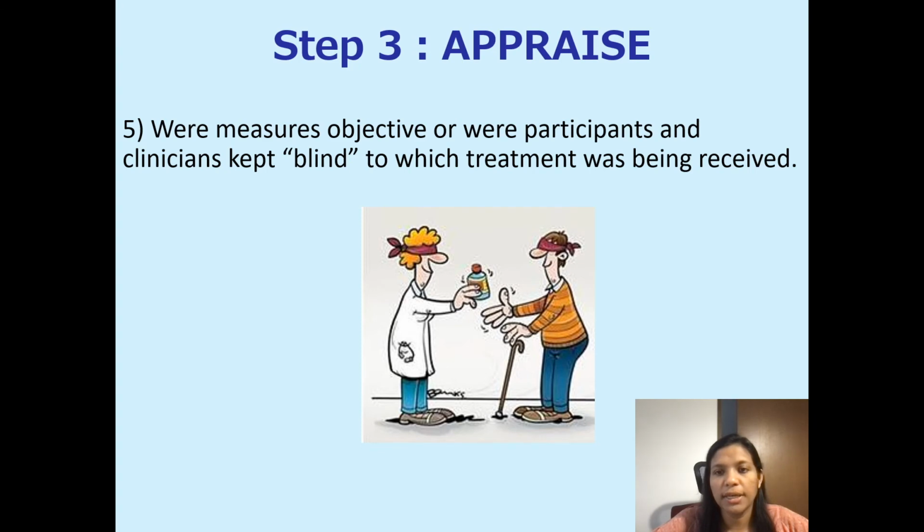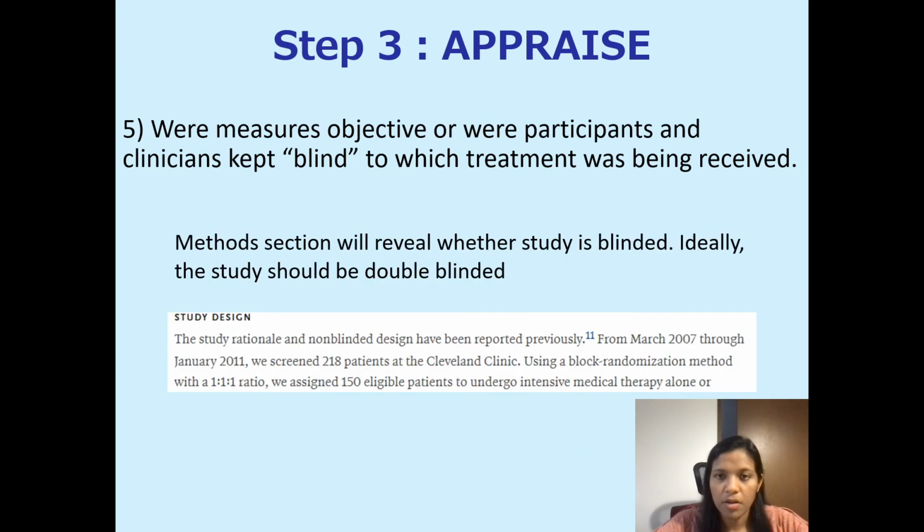The fifth question is, were measures objective, or were participants and clinicians kept blind to which treatment was being received? Usually, the methods section will reveal whether the study is blinded, and ideally, a study should be double-blinded. But as you can see, this study is a non-blinded study. Why is this non-blinded? Because this is a surgical procedure and it is difficult to do as a blinded study, which is quite acceptable.